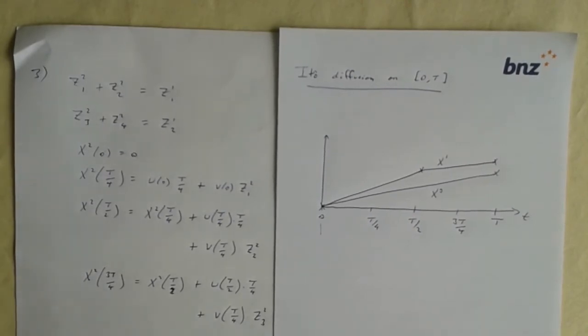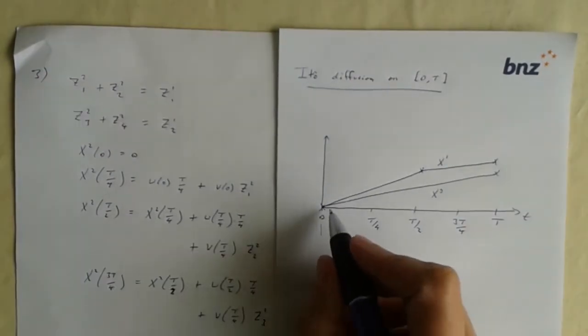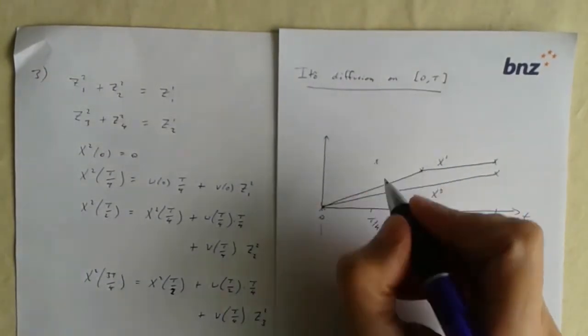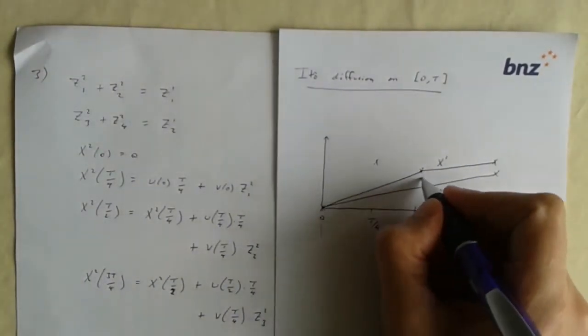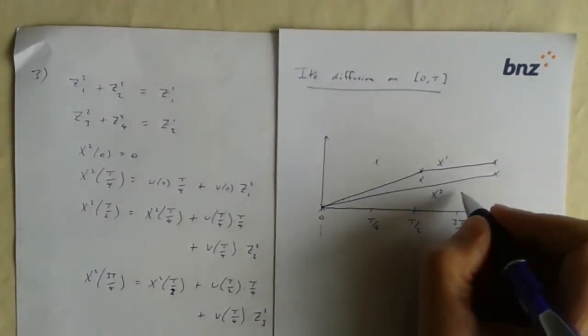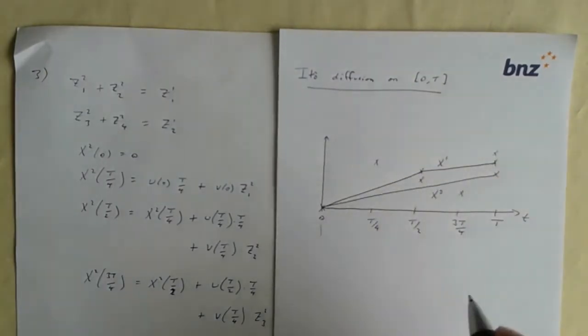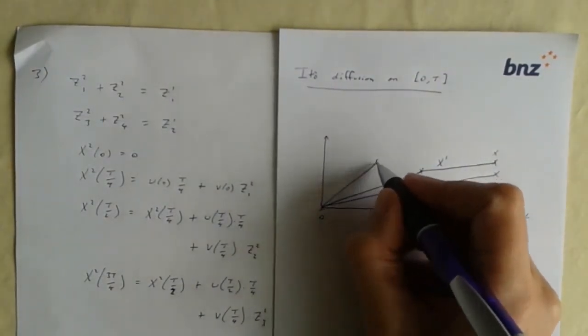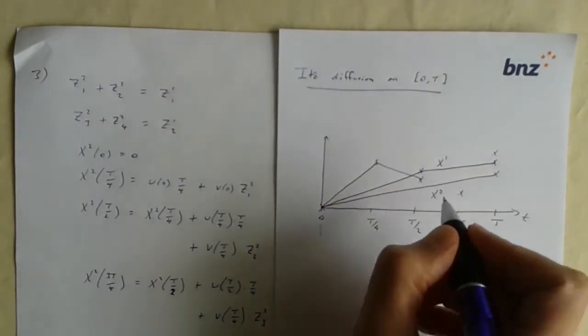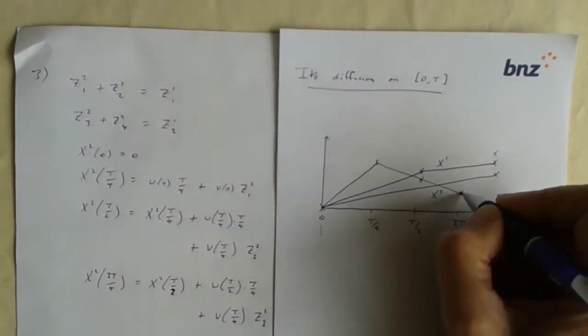Right, so that defines values for our random function at time 0, t over 4, maybe there, t over 2, maybe there, 3t over 4, and at time t. And in between we linearly interpolate, so now we've got a random function that looks like this.